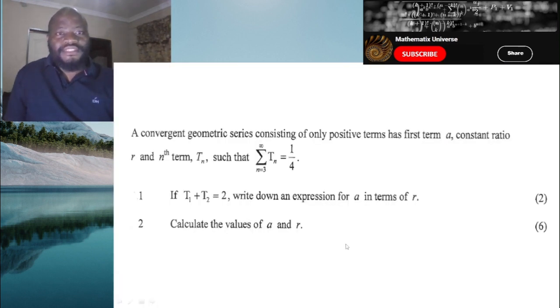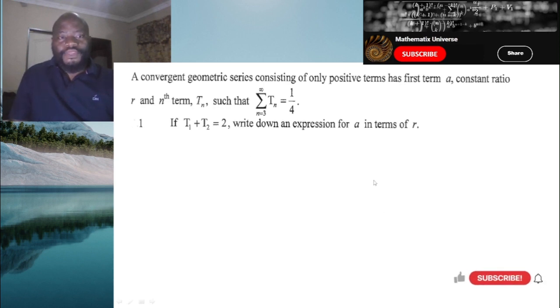So it says a convergent geometric sequence consisting of only positive terms has first term a, constant ratio r, and nth term Tn, such that the sum of the sequence to infinity, starting at n equals 3, so from t3, equals 1 over 4. The first question says if t1 plus t2 equals 2, write down the expression of a in terms of r. Then number 2 says calculate the values of a and r.